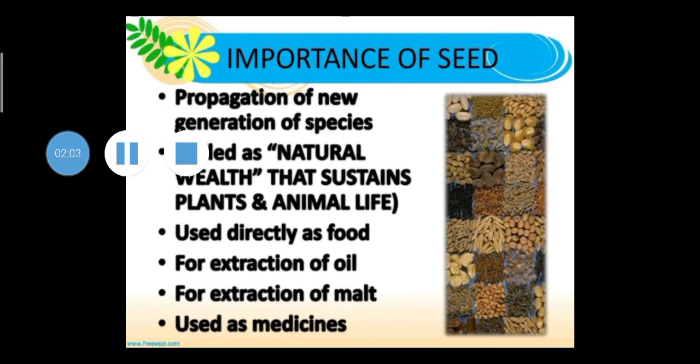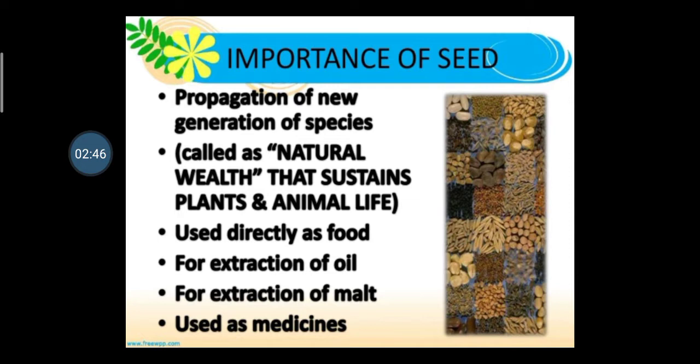Next is importance of seeds. The propagation of new generation of species takes place because of the seed. So because of the seed, a new plant comes out. That results in the propagation of the species. Second point is the seed is the natural wealth that sustains the plant and animal life. It is because of the seed that the new plant comes out and helps in the continuity of the plant species, and the plant sustains the animal life, so it helps in the continuity of the animal life.